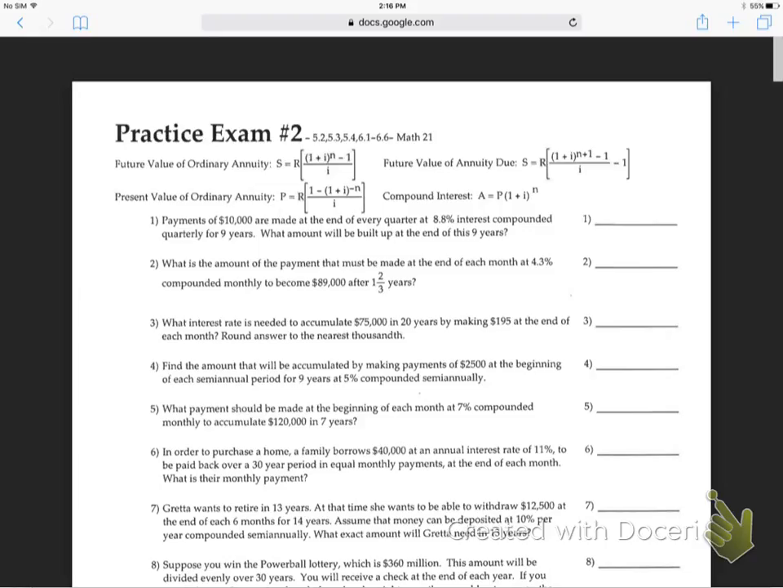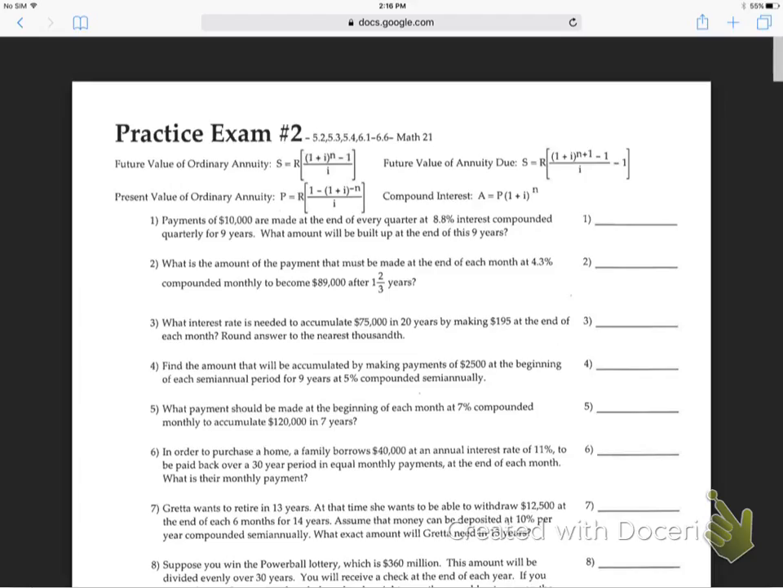All right, so looking at number 1. Let me give you all a chance to figure out which of those 4 formulas up there number 1 is going to be. So don't say it out loud, give everybody a chance. Number 1: payments of $10,000 are made at the end of every quarter. Interest is compounded quarterly. What amount will be built up?